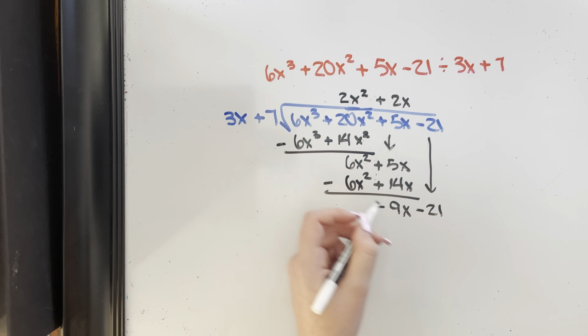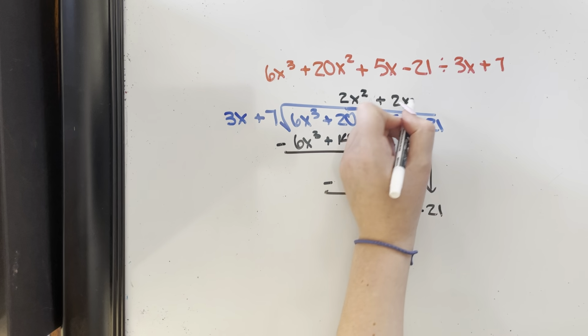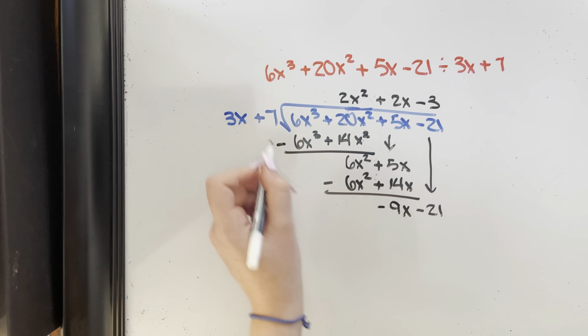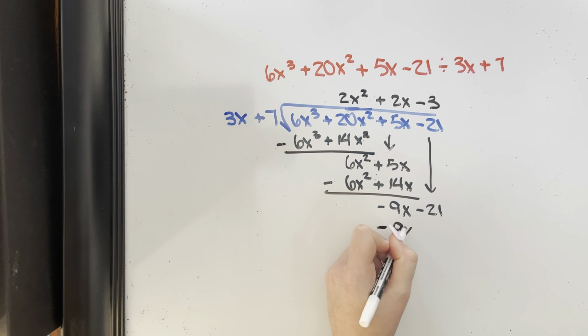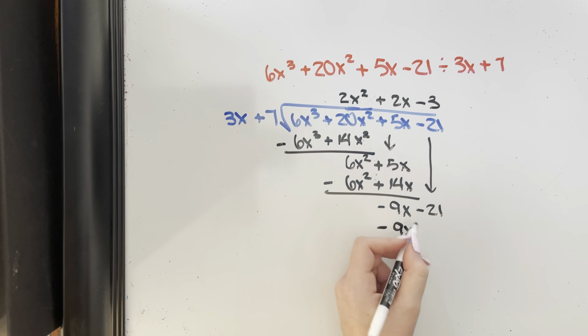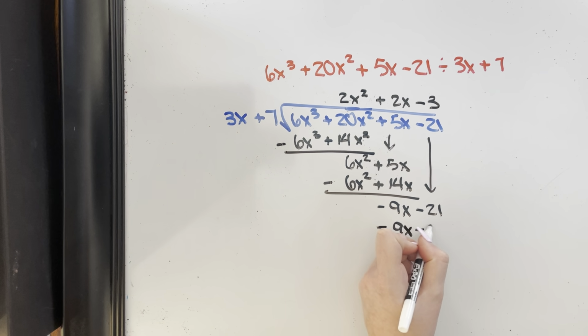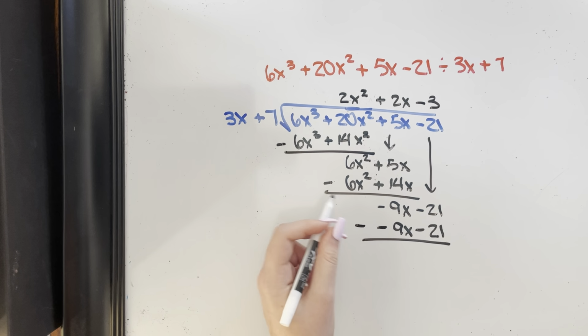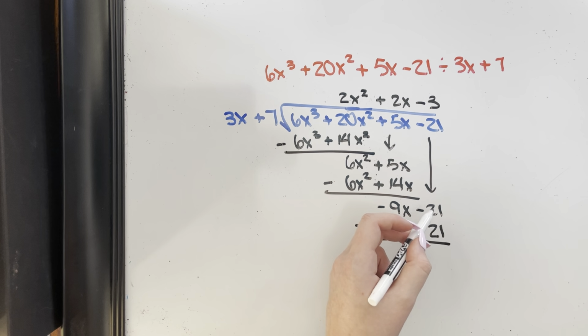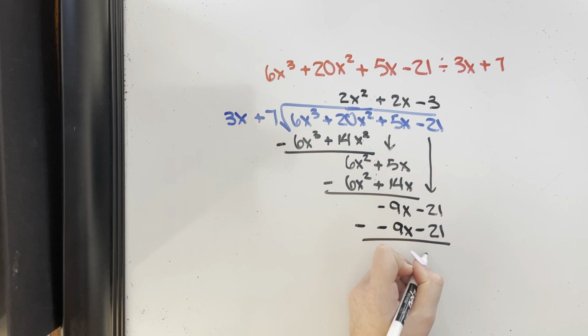How many times can 3x go into negative 9x? It can go in negative 3 times. And then negative 3 times 3x gives you negative 9x. And then negative 3 times 7 gives you negative 21. And now you're going to subtract. So that is 0. Negative 21 minus negative 21 gives you 0 remaining.